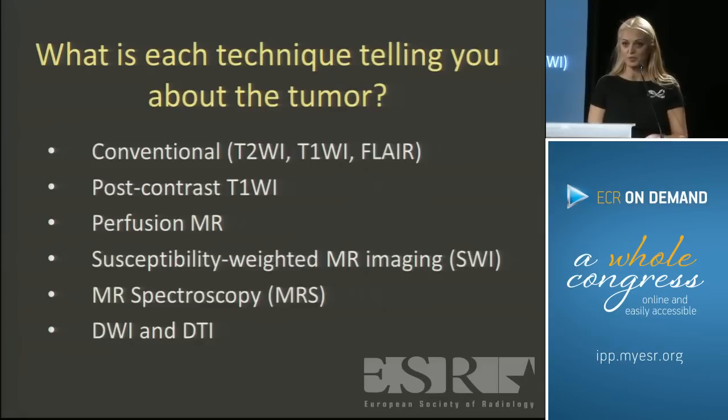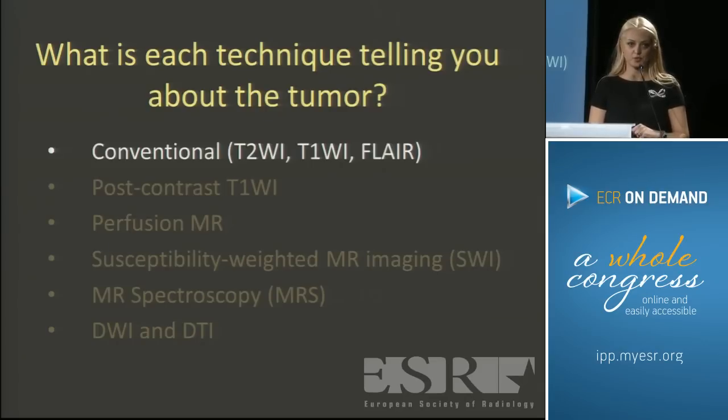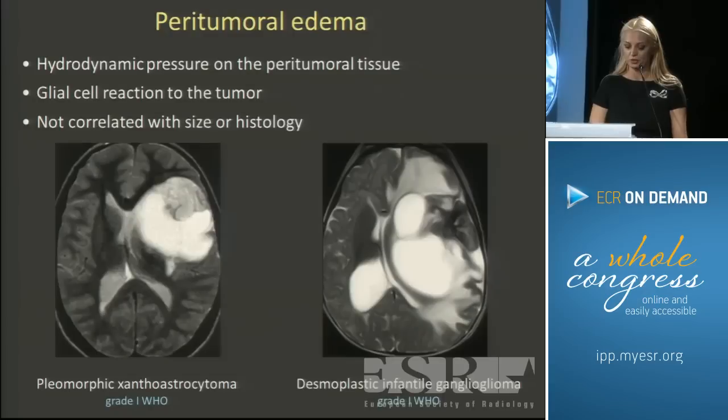And we will start with something called conventional sequences. What do we mean by conventional? Conventional means just plain T1, T2, and the FLAIR sequence. So the first thing, when you open your PACS station and look at the images of a patient with a brain tumor, you will have to see what is the brain tumor itself and what is actually peritumoral edema.